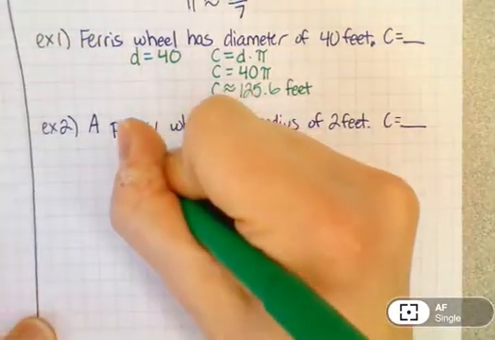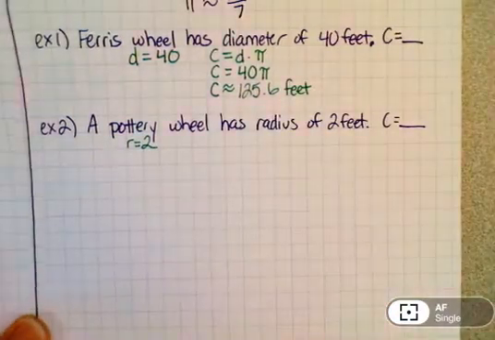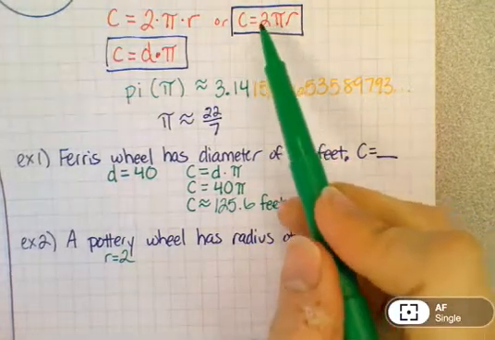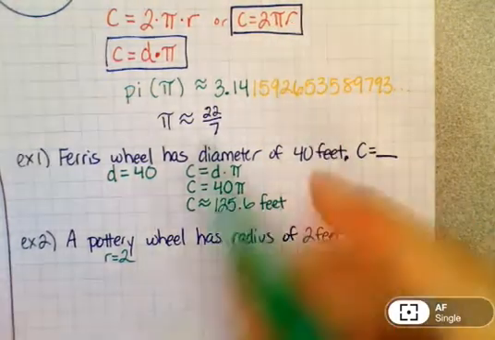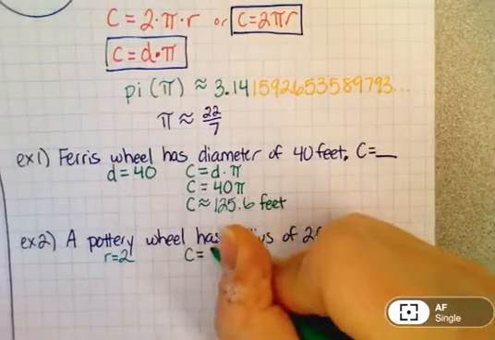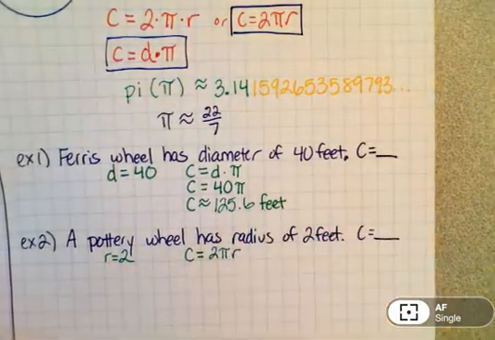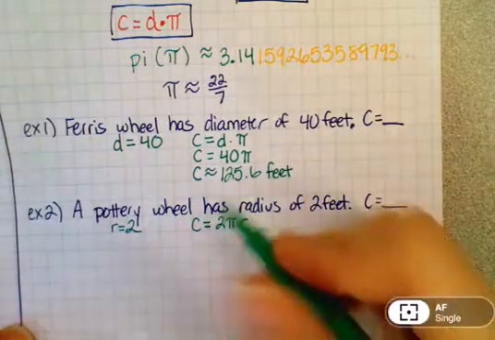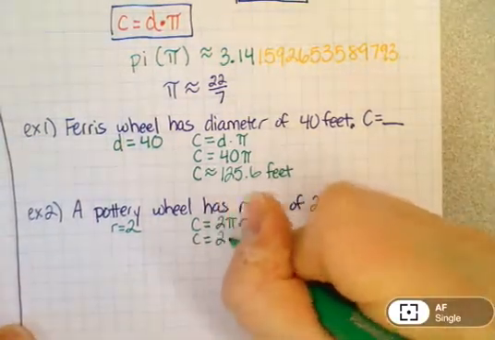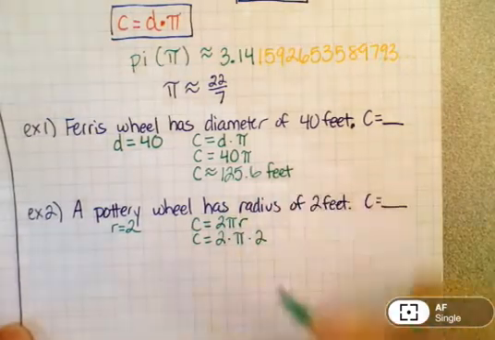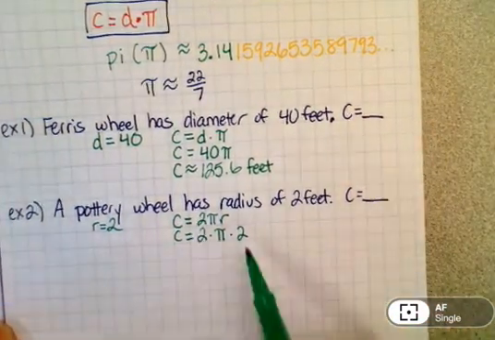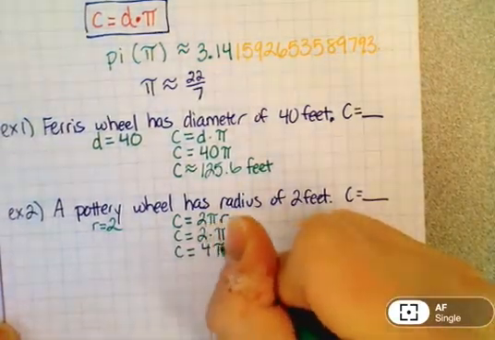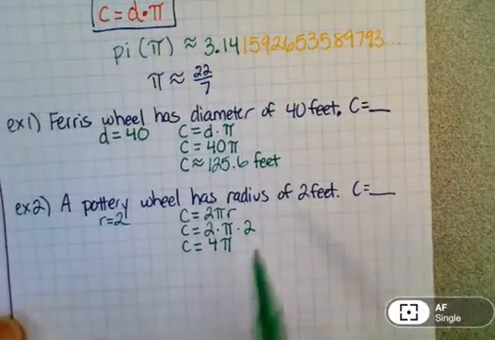First thing I'm going to do is write down what I know. So I know that the radius is equal to 2. So when I go back and look at my formula options, I'm probably going to use this one because this one has r, radius. So I'm going to write that formula down. Circumference equals 2 times pi times the radius. And then I'm going to go ahead and replace the r with 2. So I've got circumference equals 2 times pi times 2. And it's a good idea to simplify this. 2 times 2 is 4, so this is the same thing as 4 pi. And this is the exact answer.